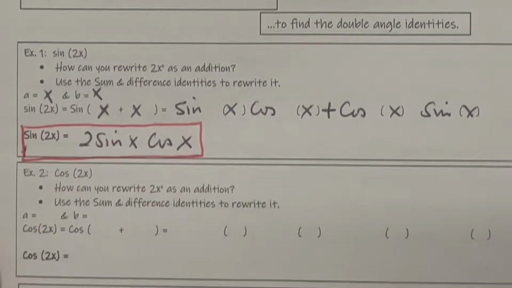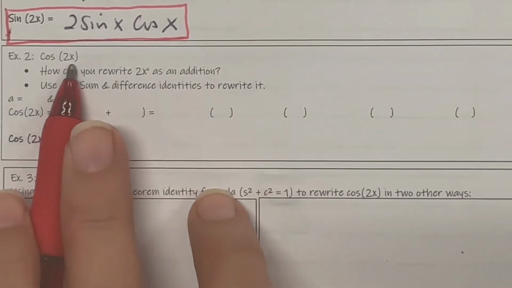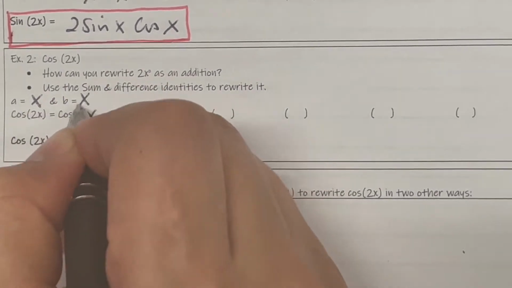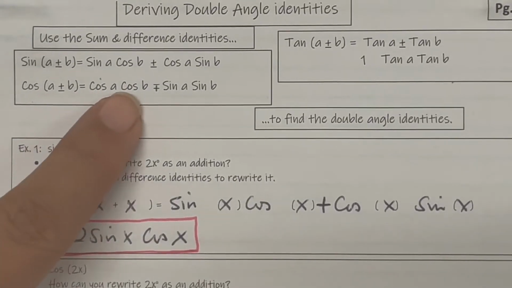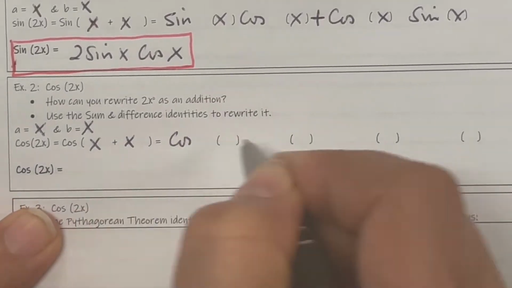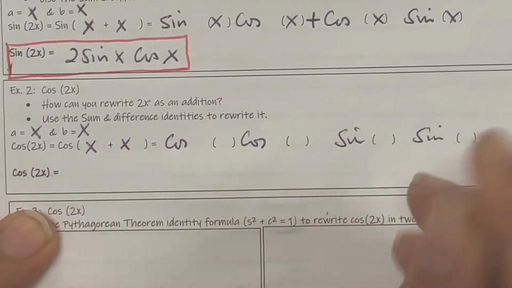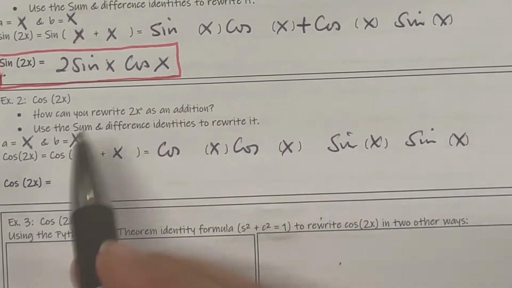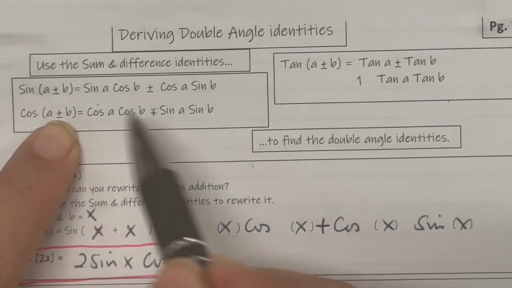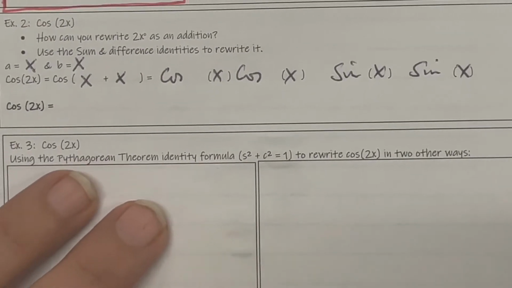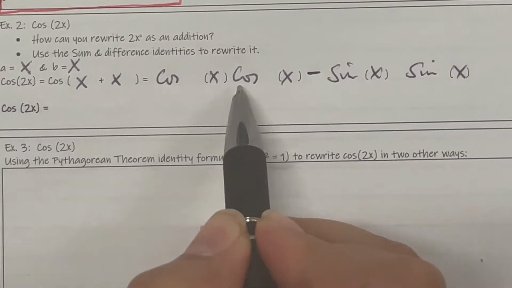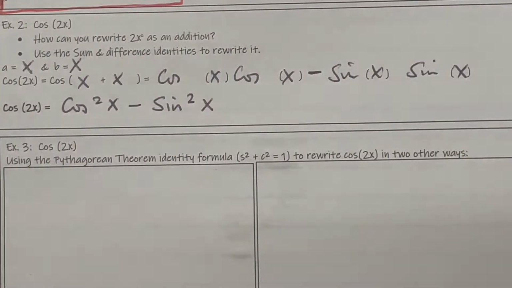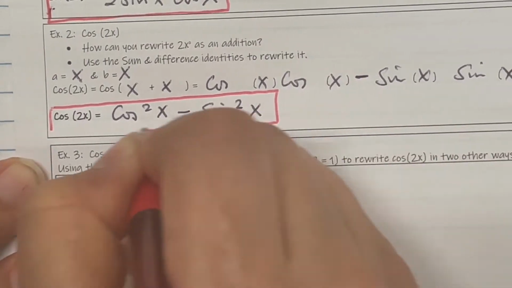All right, let's find cosine of 2x. So again, the same thing. How can I rewrite 2x? I can write x plus x. That means A is x, B is x. Now the rule for cosine is cosine, cosine, sine, sine. And then it's A, B. So both A and B are x, so all x's. And then plus is the top, and the top one is minus. So you're going to put minus. All right, let's combine. Cosine times cosine is cosine squared. Sine times sine is sine squared. So your double angle formula is cosine squared minus sine squared for cosine 2x.